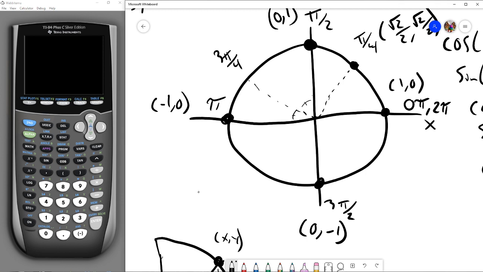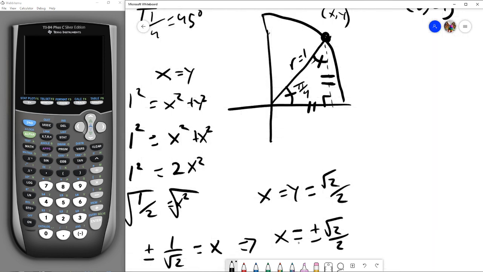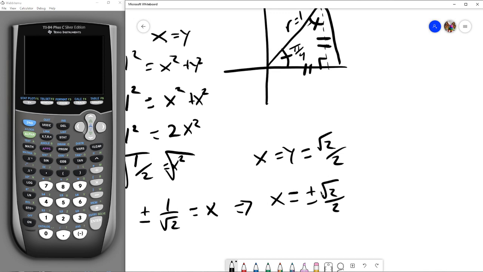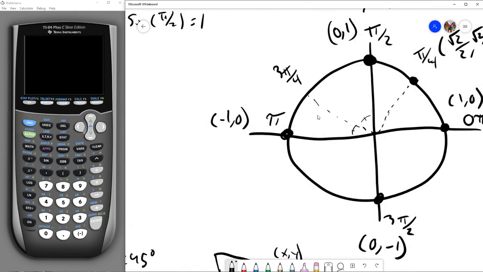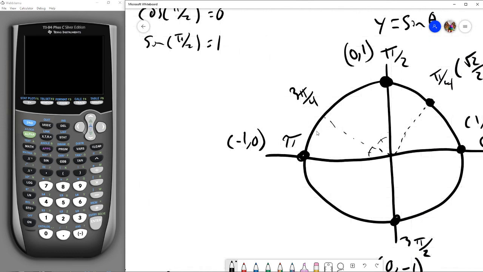And we already proved that when this triangle here, if x and y are equal to each other lengthwise, then we did all this work over here and showed it's square root 2 over 2. Now this is where the plus and minus becomes very important, because now x is negative. We're in quadrant 2. So we're going to have a square root 2 over 2 that's negative for x, but square root 2 over 2 that's positive for y.